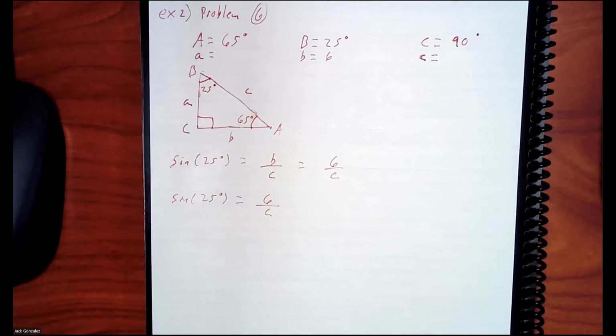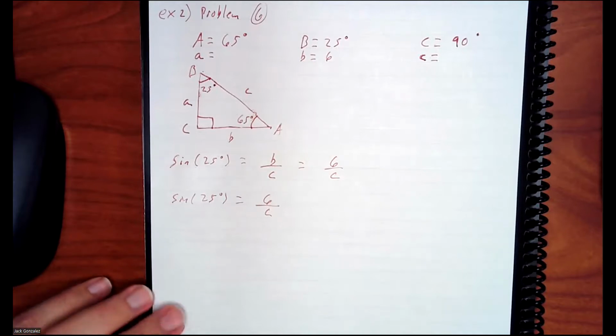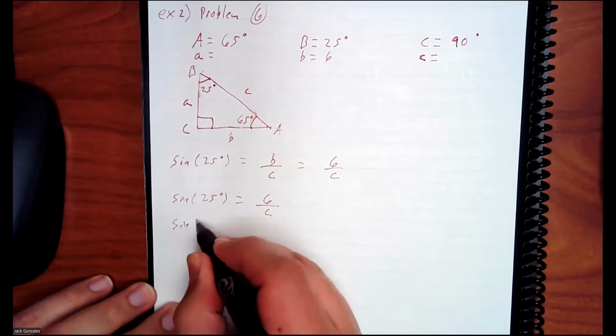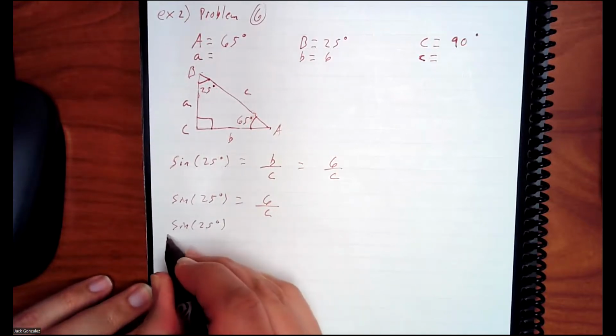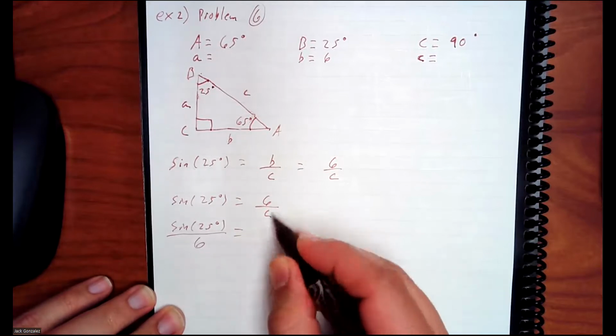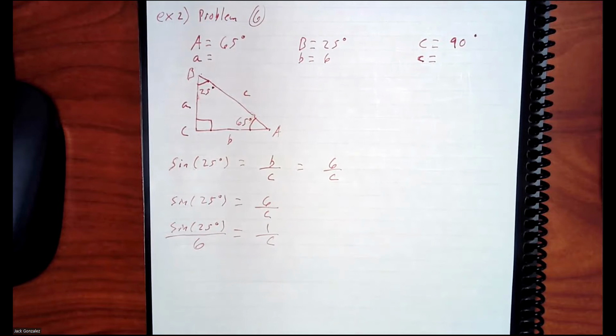What would you do first? Divide both sides by 6. Yeah, we could do that. Why not? So that would cancel this 6, right? Divide both sides by 6. Or we could just flip both sides over. It's a legit property. Take the reciprocal of both sides.